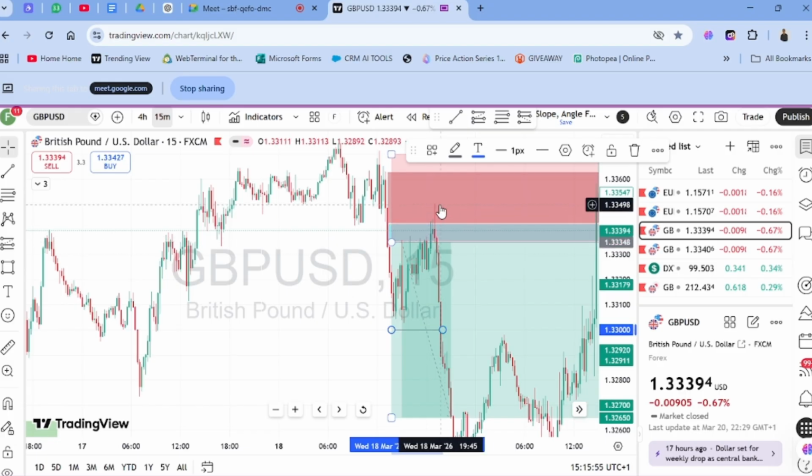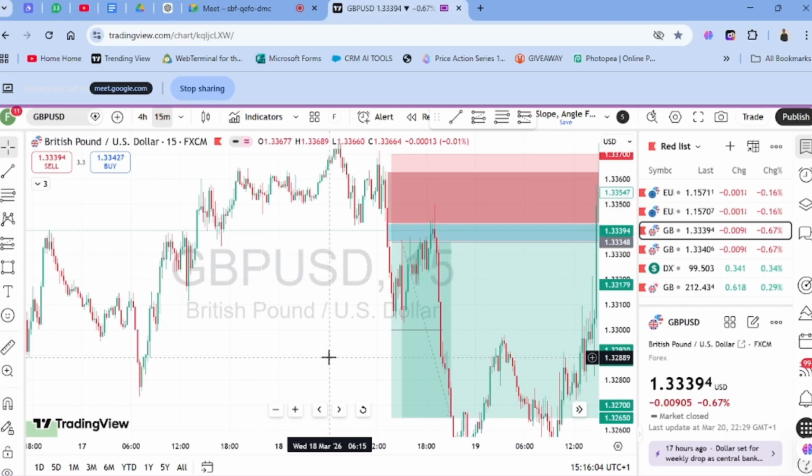So after church, I came out. I was like, wow. When I came out from church, the trade was already close to TP2. I was like, God is good, God is good. So that was just it. So this was the sell trade.